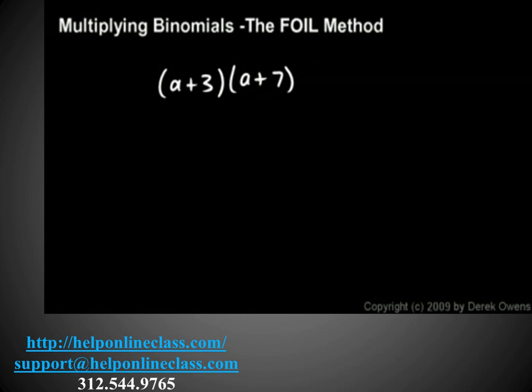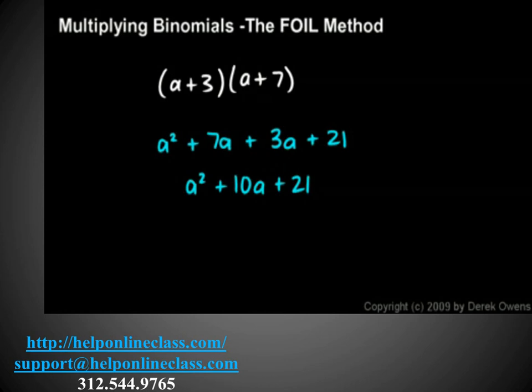And in each case, I multiply those together. So the first is a times a, the first two terms. That gives me an a squared. The outer is a times 7. I'll write that as 7a. And then the inner is 3 times a, the inner two terms, so I write plus 3a. And then the last term from each binomial is 3 times 7, so I write plus 21. And then the 7a and the 3a get combined, so I have a squared plus 10a plus 21.